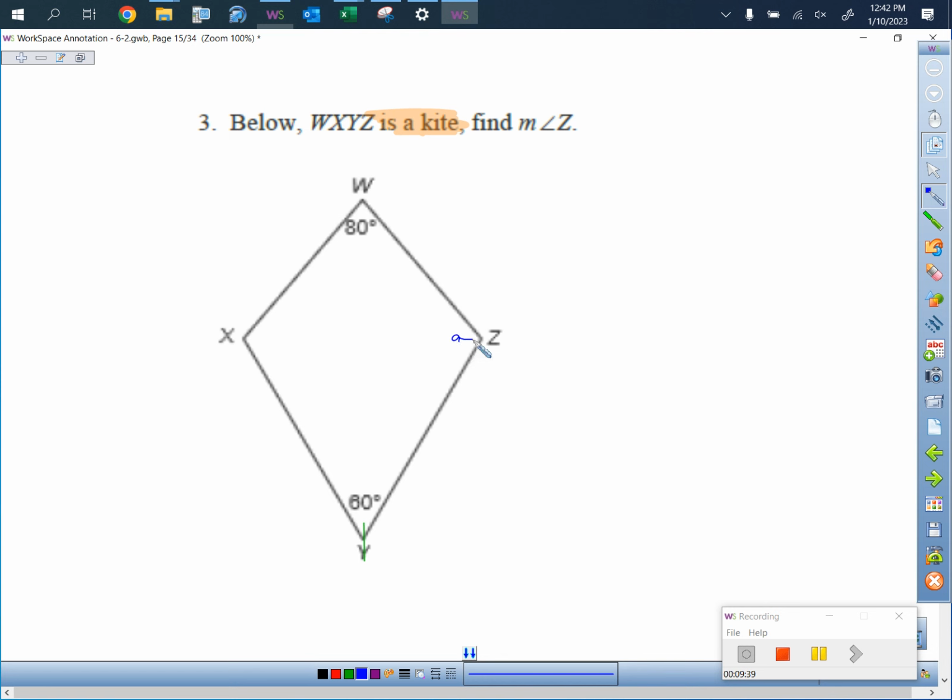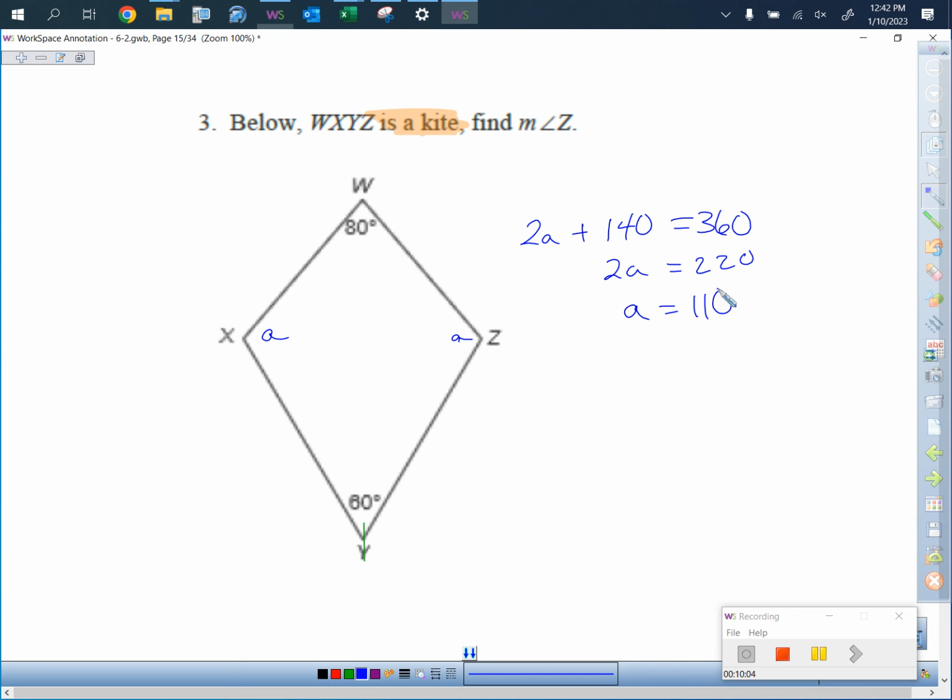One question for you: if this is A, how much should this one measure right here? A as well. I'm going to add all of them up. That's 1A plus 1A is 2A, plus 80 and 60 is 140, and that should equal 360 degrees. Then I will subtract the 140 over and realize that that's 220. Then I will solve for A and get A equaling 110. And you make your decision, guys.